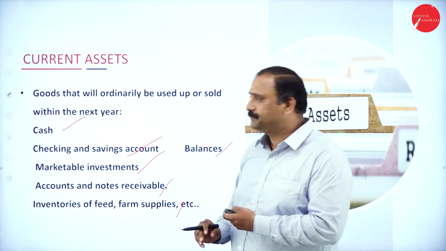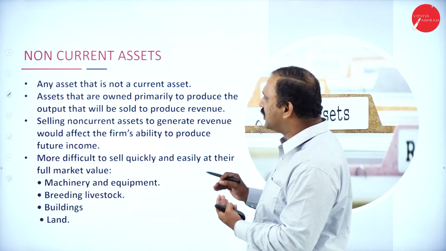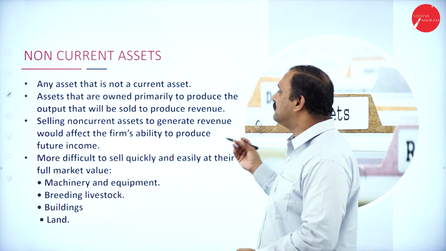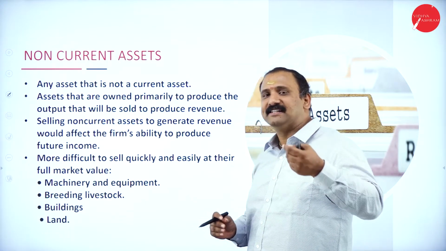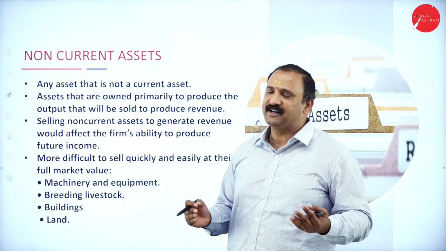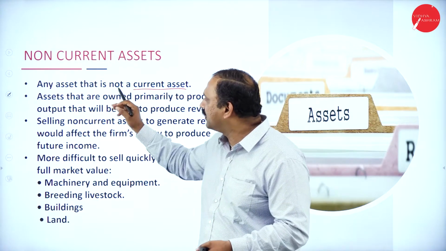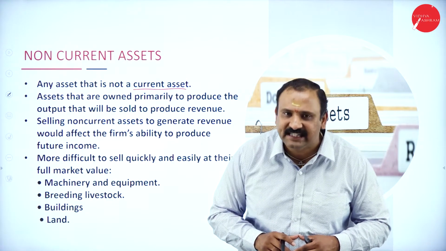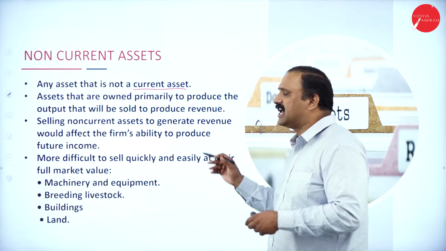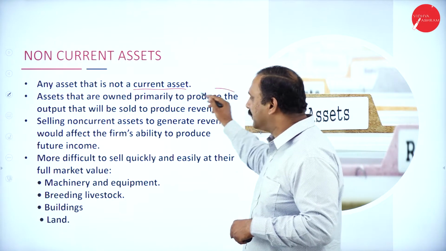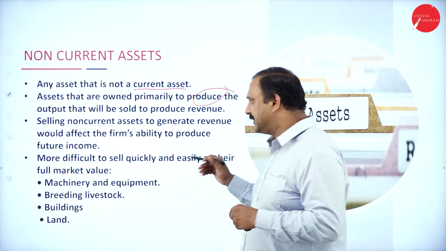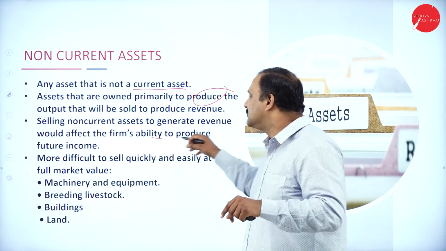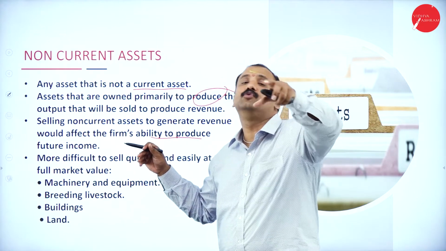Now, moving forward, the non-current assets. A non-current asset is something which is not a current asset. As simple as that. If I look into a current asset, it is short-term and immediately convertible. But when I say it is a non-current asset, that means it is not something that is easily available for me. Those assets are not owned primarily to produce an output that will be sold. But these non-current assets would affect the firm's ability in terms of future income.